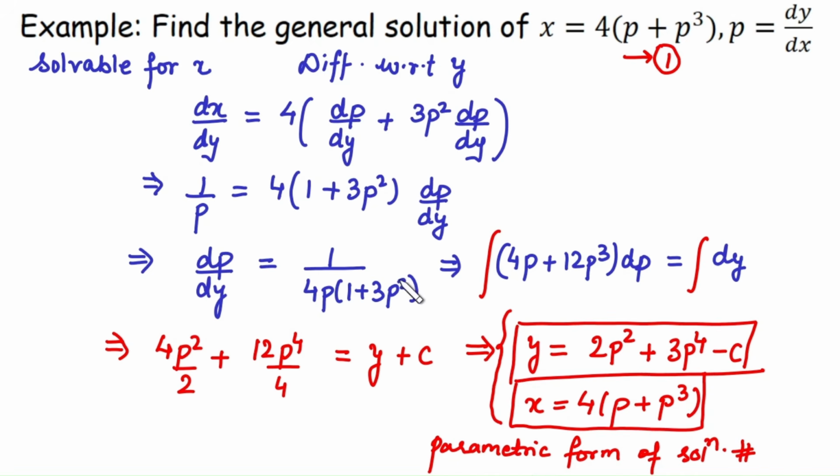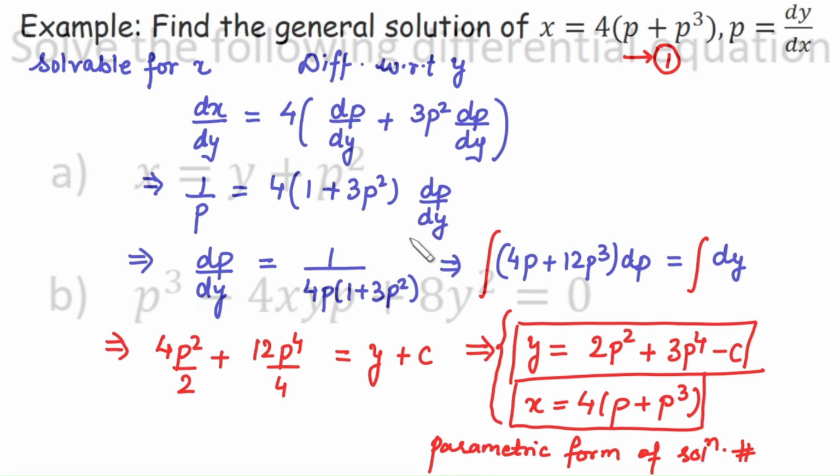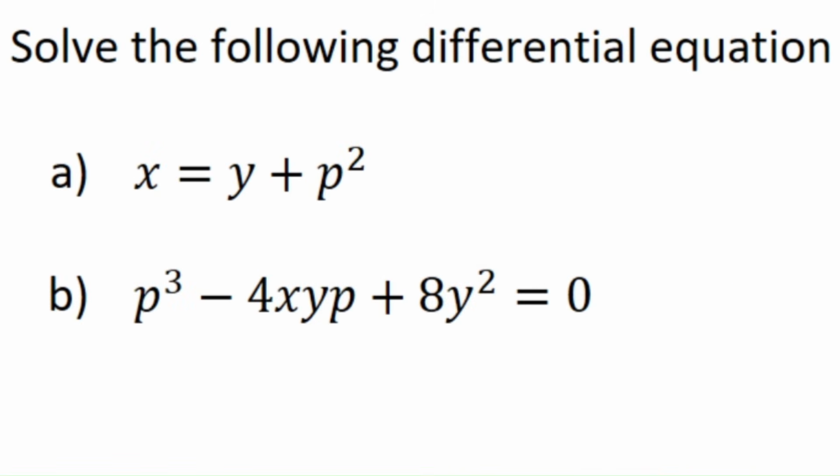So this is how the solvable for x method is applicable to a first order higher degree differential equation. Now it's your turn. I have mentioned two problems for you. Solve these two problems with the concept of solvable for x. Try them with the same method we discussed in this video. In the first case, you will get a parametric solution. In the next case, you will get a general solution. So write your answer in the comment section.